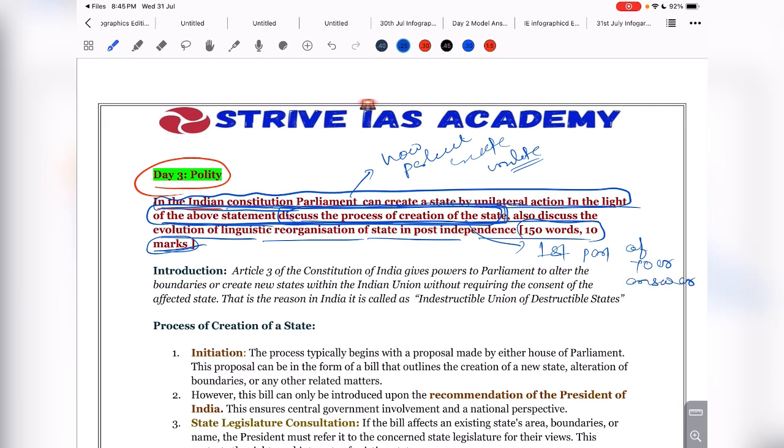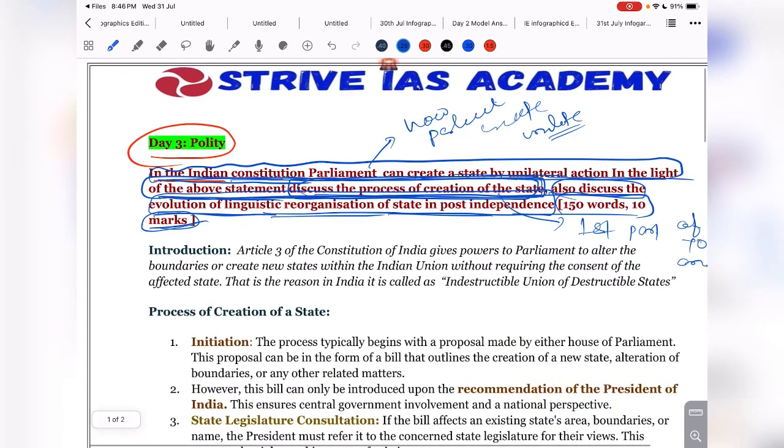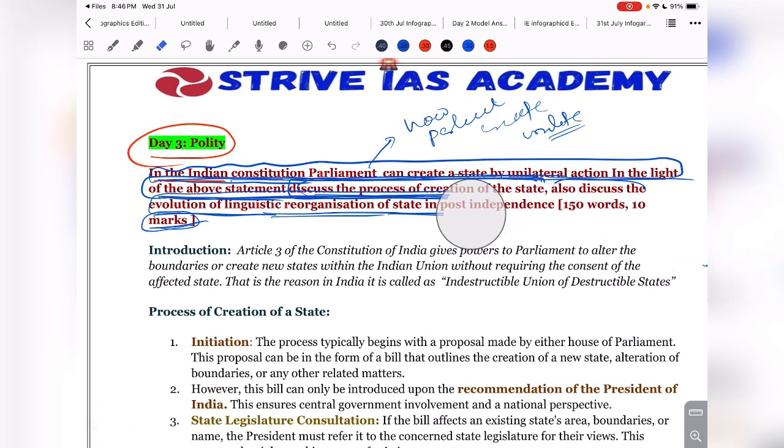And in the second part, you also have to discuss the evolution of linguistic reorganization of states after independence. In the second part of your answer, you will discuss how the linguistic reorganization of states in India evolved over a period of time. So let's start from the introduction itself.